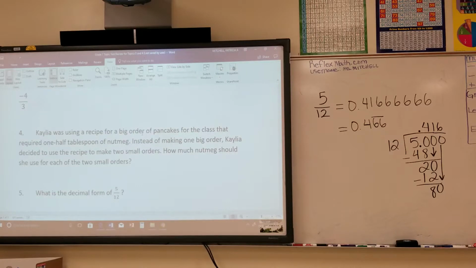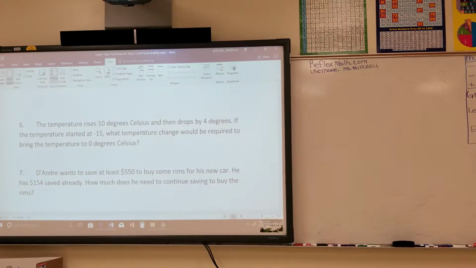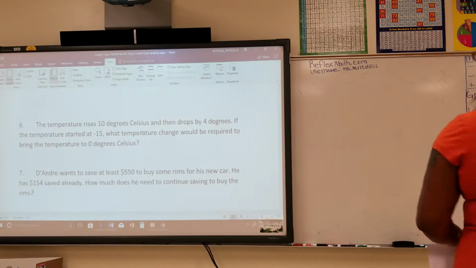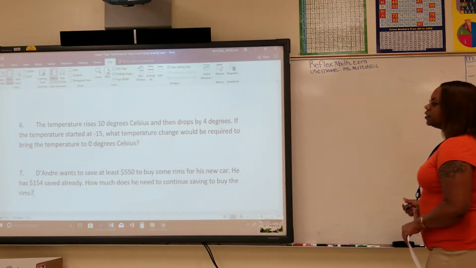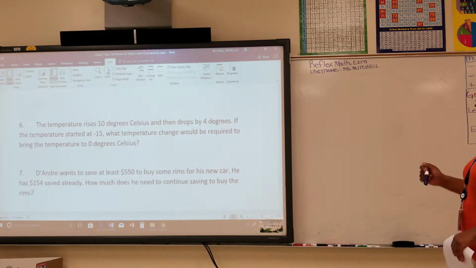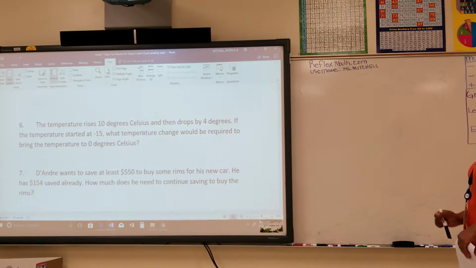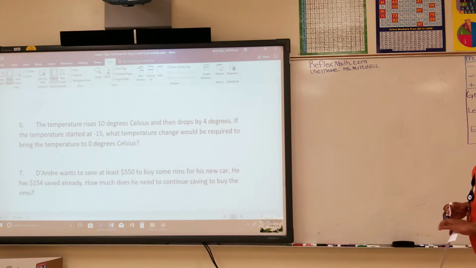We are going to be moving on to number 6. All right, number 6. And we are right here. The temperature rises 10 degrees Celsius and then drops by 4 degrees. If the temperature started at -15, what temperature change would be required to bring the temperature to 0 degrees Celsius?